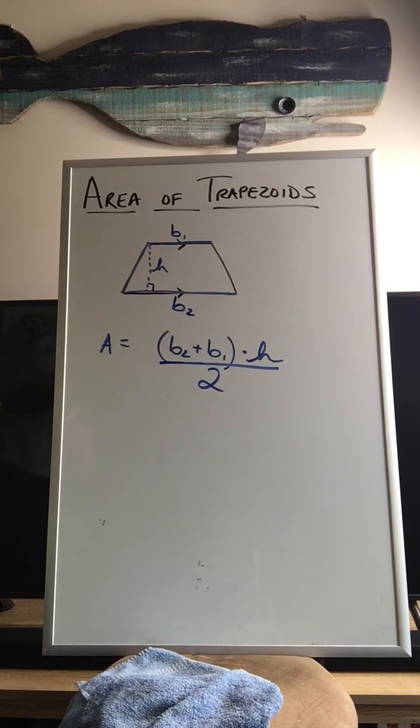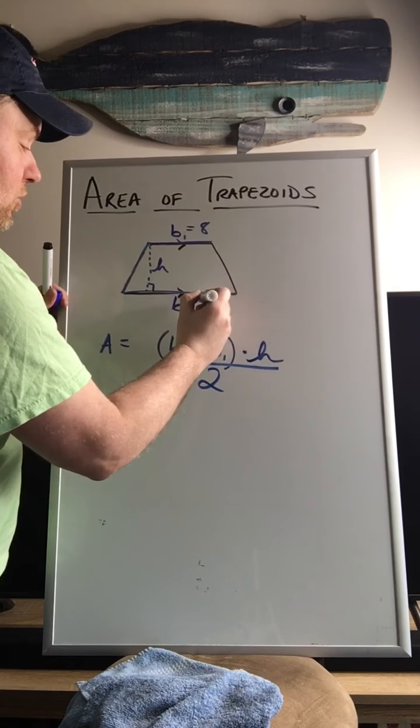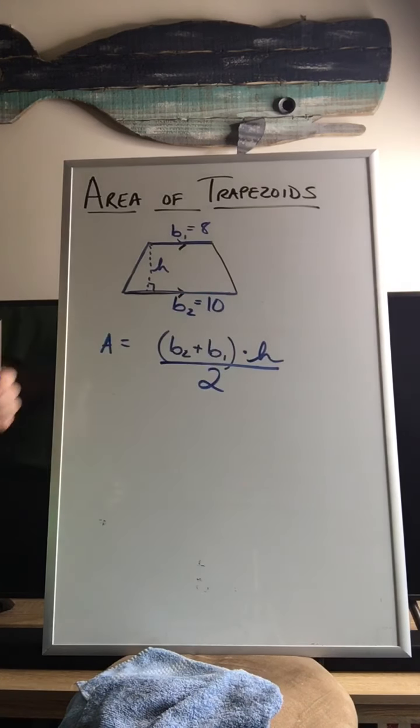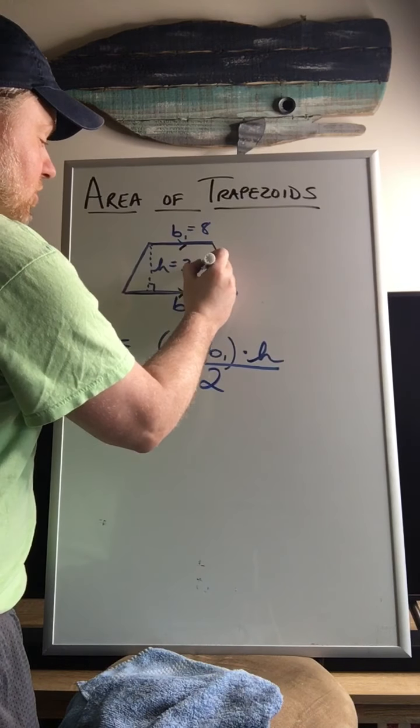So let's do a few examples. Let's say that base 1 was 8, and base 2 was 10, and the height was 3. And we'll say this is all inches.